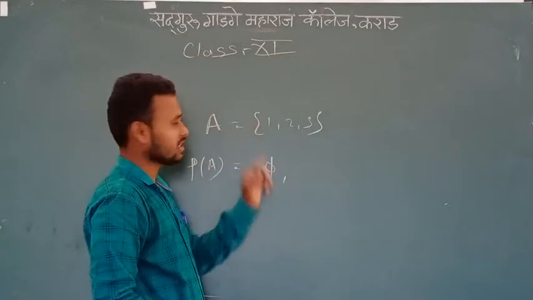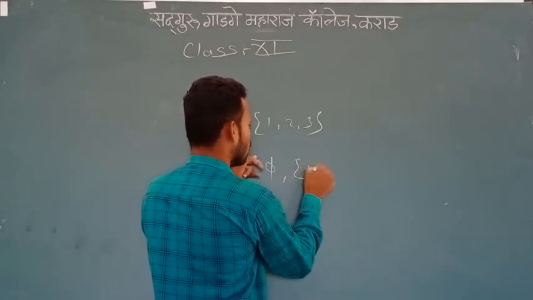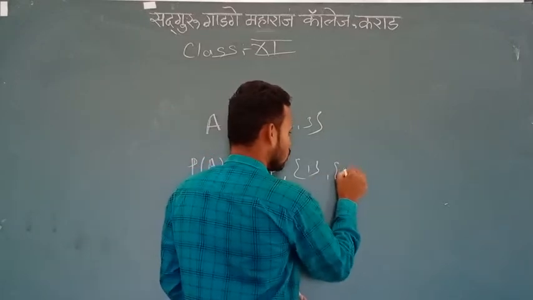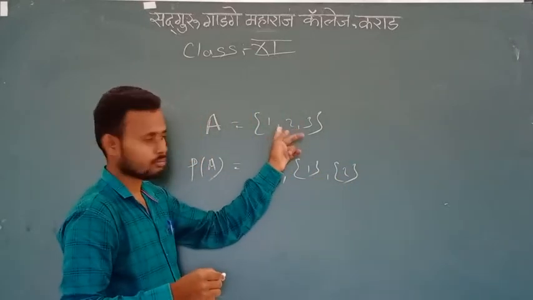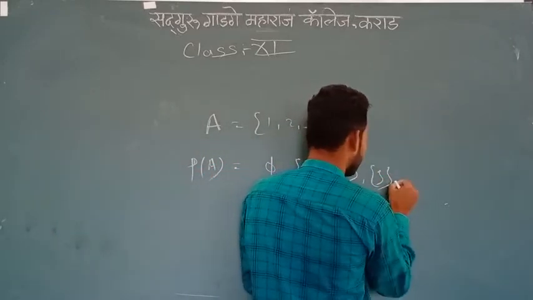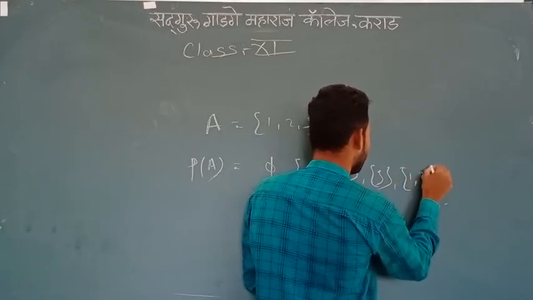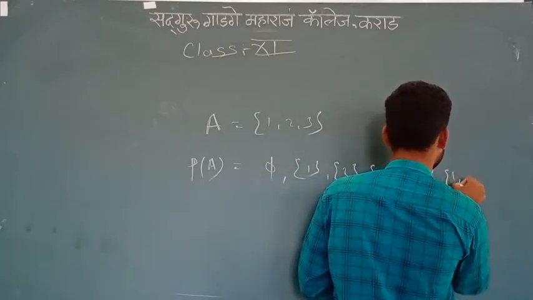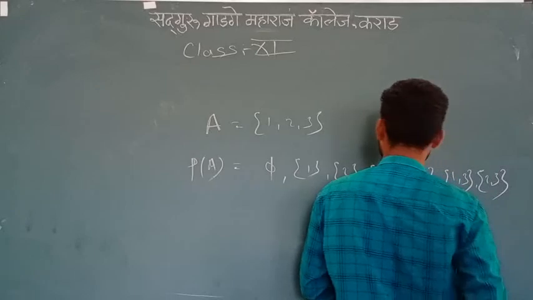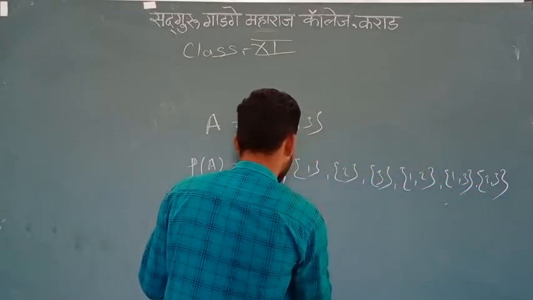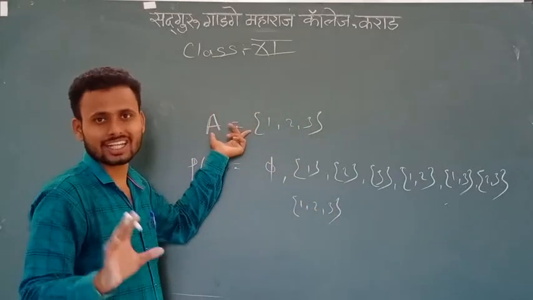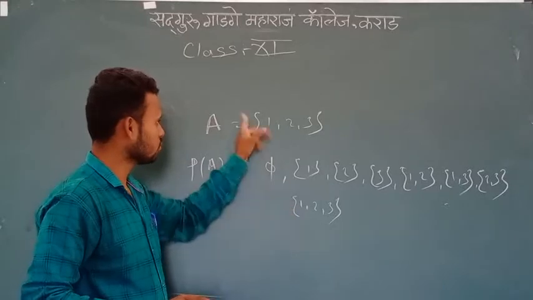The empty set is a subset of that set. The next term, if I take 1, this is also a subset of set A. Similarly, if I take 2, this is also a subset of that set because these elements are in it. Next, if I take 3, this is also a subset. Then if I take 1, 2; next 1, 3; next 2, 3. And last, if I take 1, 2, 3, this is also a subset. We know that every set is a subset of itself.